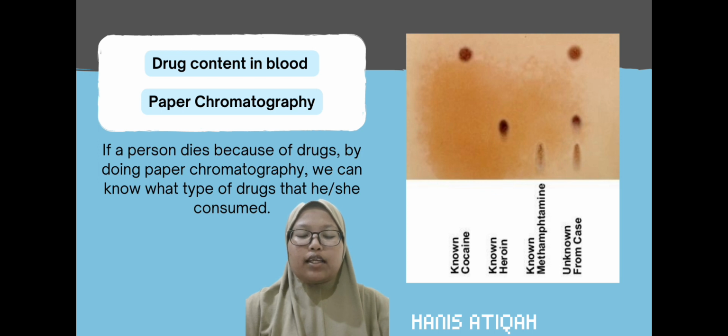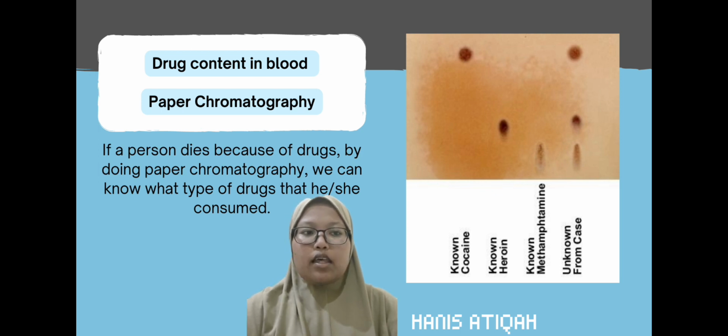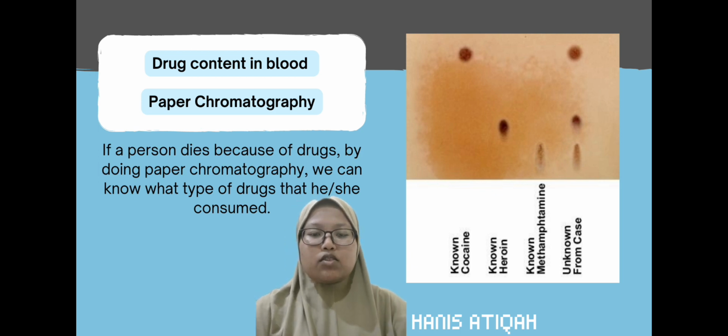The third compound in blood that we can find in a deceased person is drugs. If a person dies because of drugs, by doing paper chromatography, we can know what types of drugs she or he consumed. Based on the given result, the drugs that he consumed consist of cocaine, heroin, and methamphetamine.